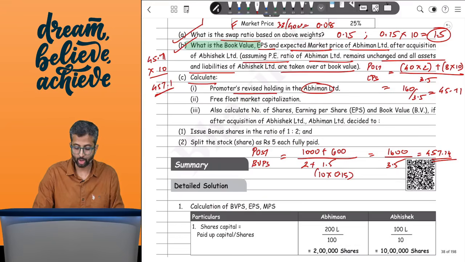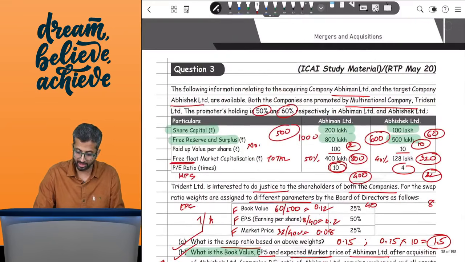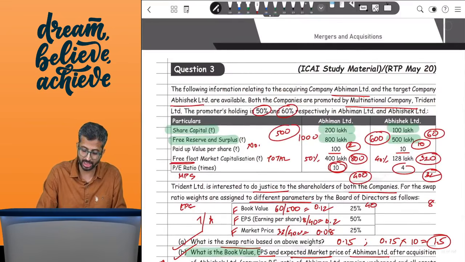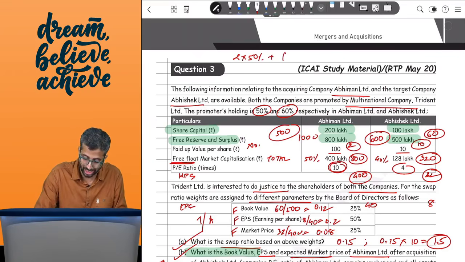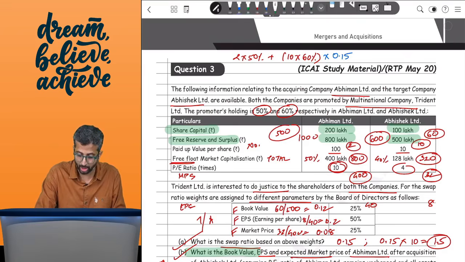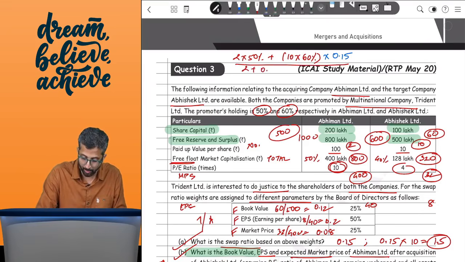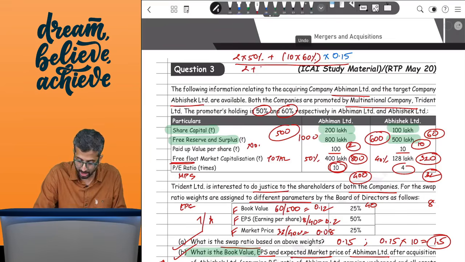Okay, so if I want to find the promoter's holding, I will say pre-merger promoter had a 50% stake in Abhiman, which means out of the 2 lakh shares of Abhiman, 50% were held by the promoter, and the promoters had a 60% stake in Abhishek. So that is out of the 10 lakh shares, 60% were held by promoters. Now when I do the swap, they will get 0.15 shares. So Trident, which is the acquirer, or let's say the promoter, will get 0.15 shares.